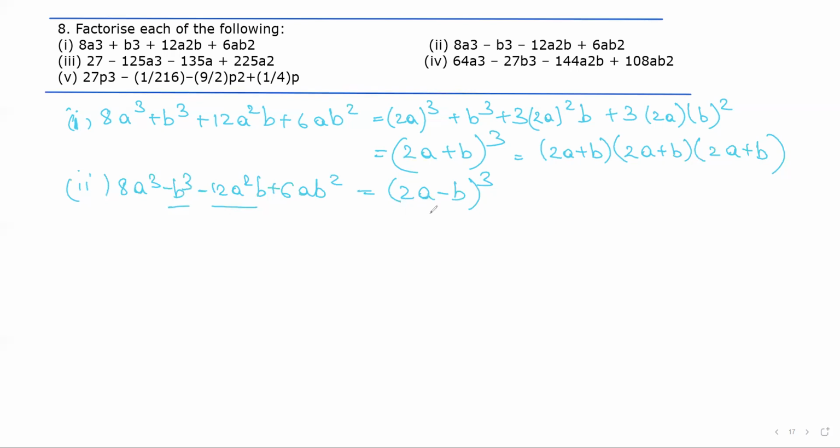Now, why didn't we write (b minus 2a) whole cube? So b cube is negative, hence b is the second value. 8a cube is positive, hence 2a is the first value.